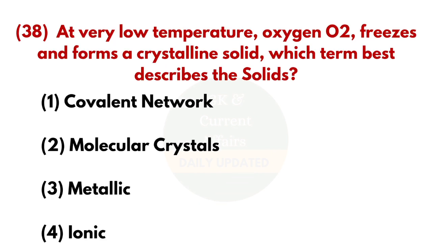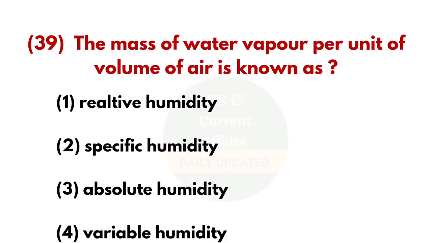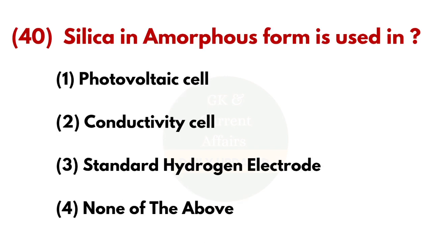38th question, at very low temperature, oxygen O2 freezes and forms a crystalline solid. Which term best describes these solids? And the answer is molecular crystals. 39th question, the mass of water vapor per unit of volume of air is known as, and the answer is absolute humidity. 40th question, silica in amorphous form is used in, and the answer is photovoltaic cell.